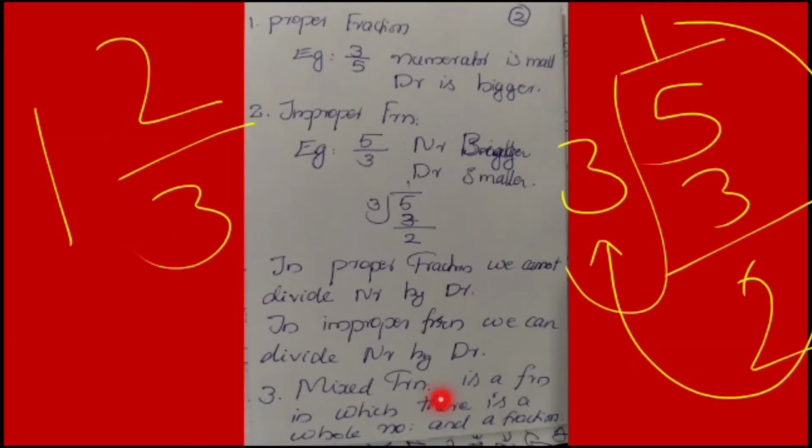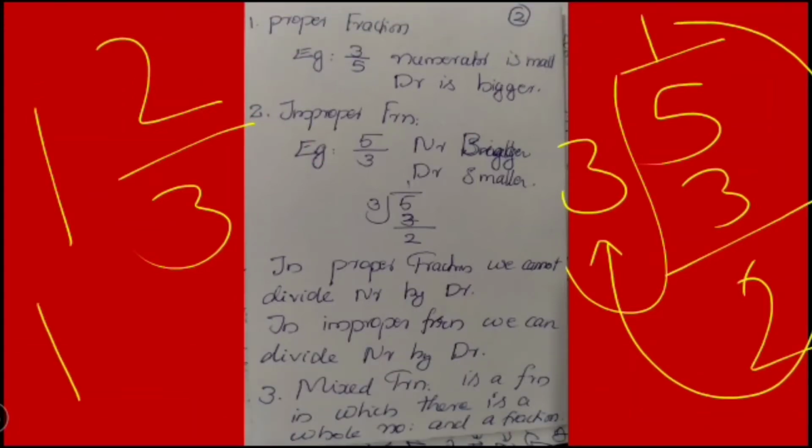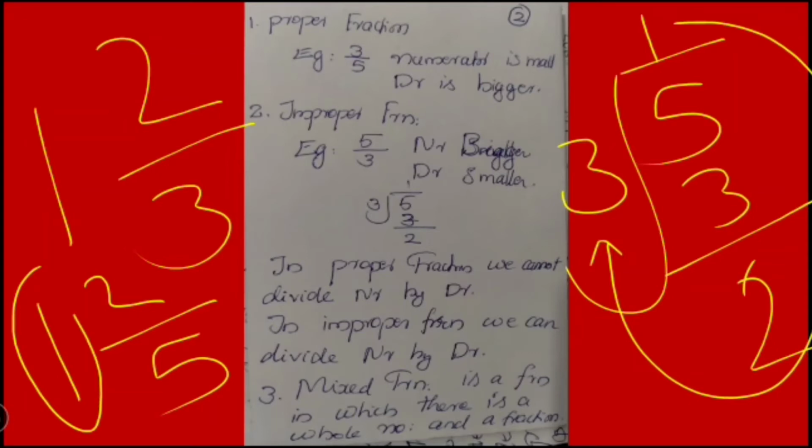Mixed fraction. A mixed fraction is a fraction in which there is a whole number and a fraction. So, we can take this example. This is a mixed fraction. What is a mixed fraction? In a mixed fraction, there is a whole number. 1 is a whole number. Also, there will be a fraction. Another example, if I take 1, 2 by 5, then 1 is a whole number and 2 by 5 is a fraction. So, a mixed fraction is a fraction in which there is a whole number and also a fraction.